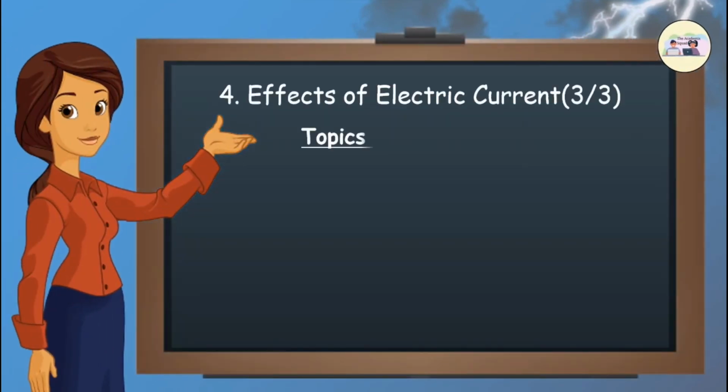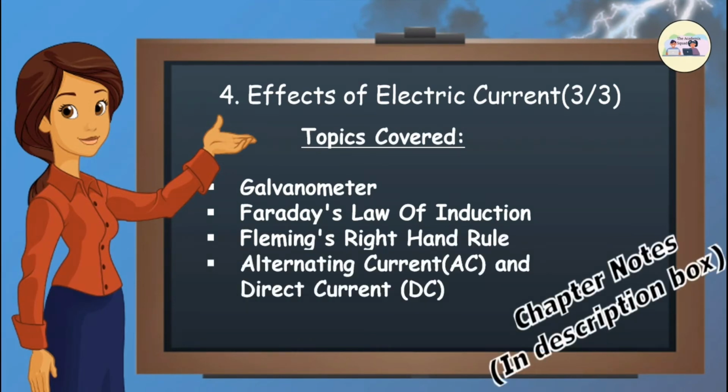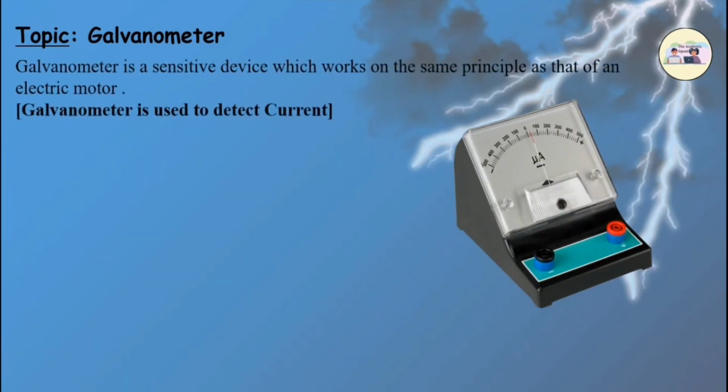Effects of electric current. Galvanometer. Galvanometer is a sensitive device which works on the same principle as that of an electric motor.